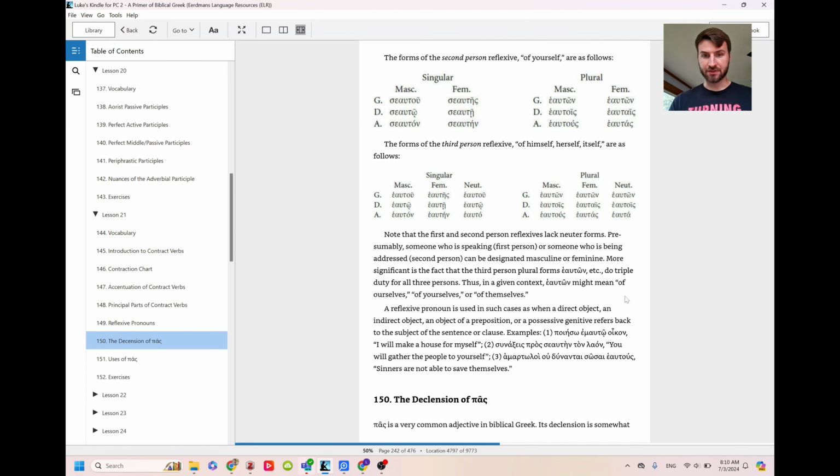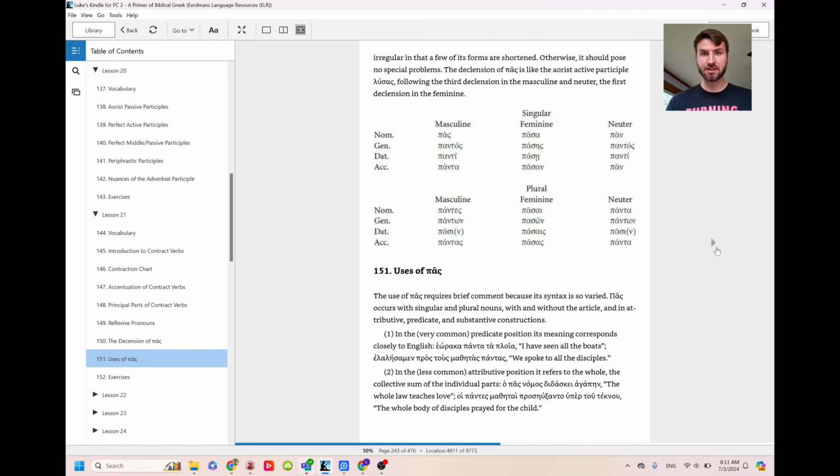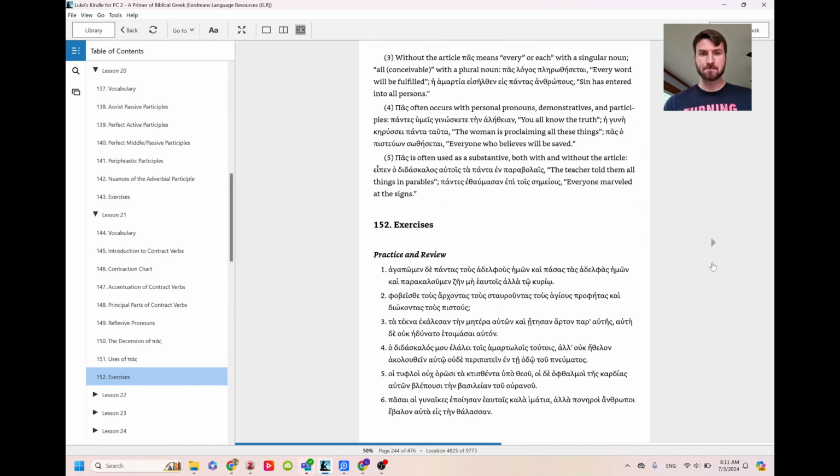And then they also give you the forms of pas, pasapan. Notice these look exactly like participle endings. You have a new tau plus the third declension endings. So there are no new endings here as well. If you know the participle endings, you're going to know how to form pas, pasapan. Then it gives uses of pas, pasapan, and you can look at those examples. I don't think these are too hard, but you translate it as all, every, or whole, depending on context. All right. So with that, we're on to exercises and practice.